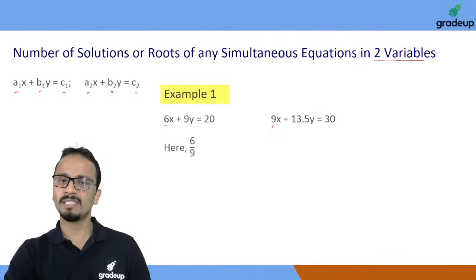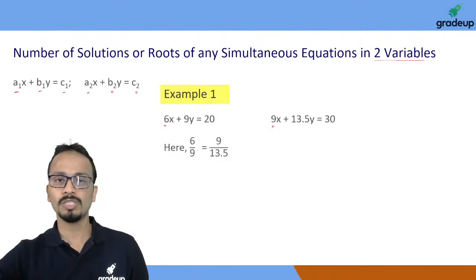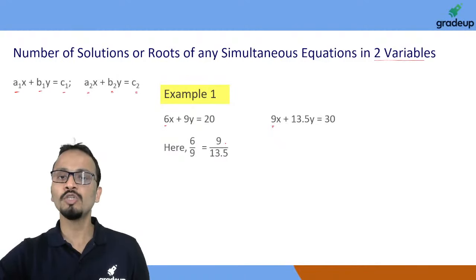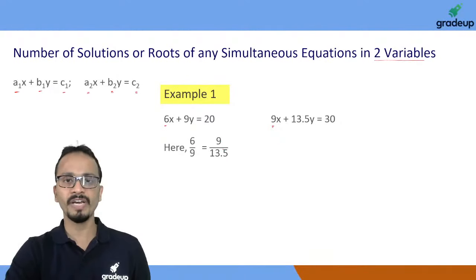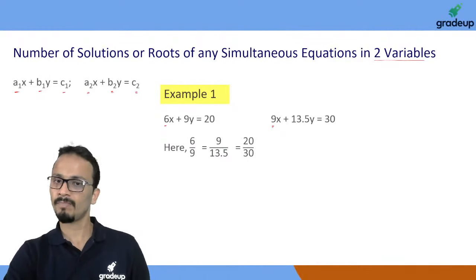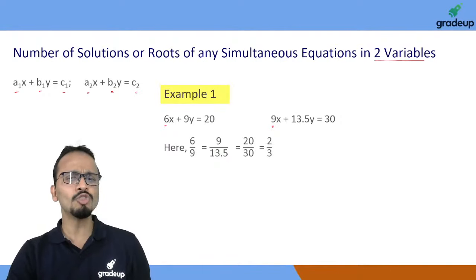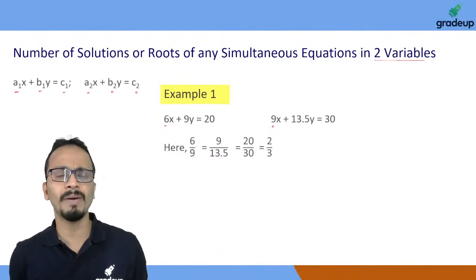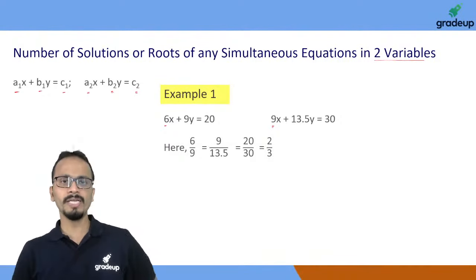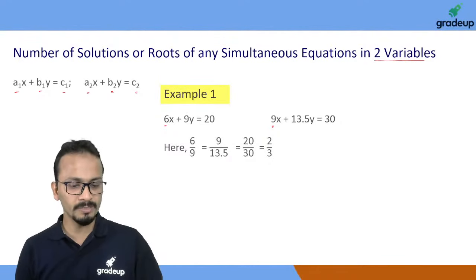Now, if you look at the values of these ratios, they are equal. So 6 upon 9 is equal to 9 upon 13.5, which in turn is also equal to 20 upon 30. If you simplify these ratios, all of them come out to be equal to 2 upon 3. Now look at these ratios once again.